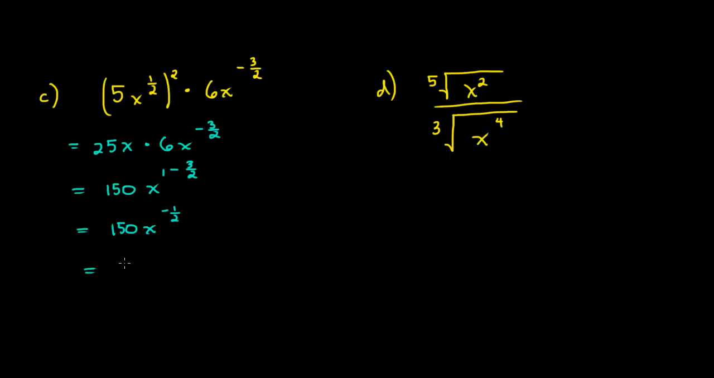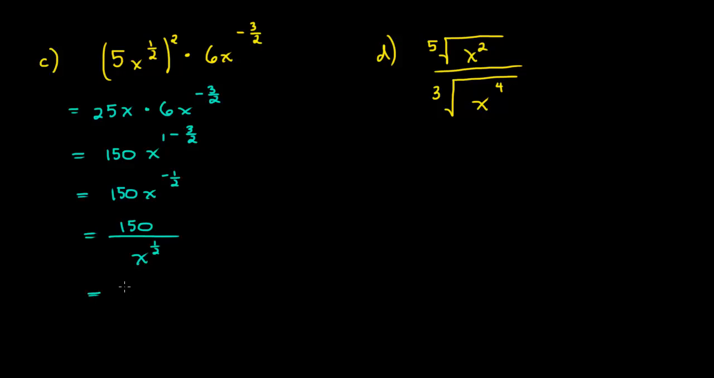And to write this with a positive exponent, I could write this as 150 over x to the power of 1/2. And again, this negative 1/2 exponent does not apply to the 150. It only applies to x. So again, if I had wanted to, I could have written this in radical form, as 150 over root x. And then I could have rationalized the denominator by multiplying both the numerator and denominator by root x. So this is equivalent to 150 root x over x. But I would probably just leave this as a positive exponent.